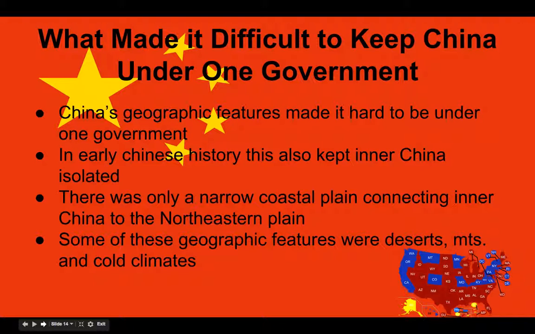You can't govern people up in the plateau the same way you can down in the Chang Basin. Inner China was essentially a bit isolated. It made it difficult to really spread around into those areas and control those areas. That narrow coastal plain connecting Inner China to the Northeastern plain, that area that we talked about earlier, makes it more or less the only place that Inner China could be attacked. But the main thing again is the geography. When it's so large and so spread out and so hard to get to some of those areas, it was hard to keep everybody unified under one government.